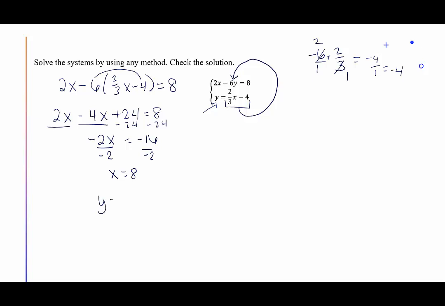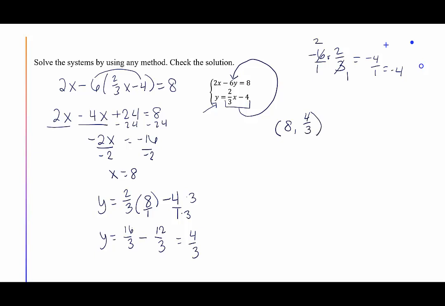We have y is equal to 2/3 times, and instead of x, I'm substituting in 8, minus 4. I'm going to put 8 over 1. I can't simplify before I multiply. I'm going to end up with 16 over 3 minus, and since I'm going to be subtracting fractions here, I know I need a common denominator. So the common denominator between 1 and 3 is 3, so I'm going to multiply that minus 4 by 3 over 3, giving me minus 12 over 3. Now I can subtract: 16 minus 12 is 4 over 3. So I end up with a solution of (8, 4/3).